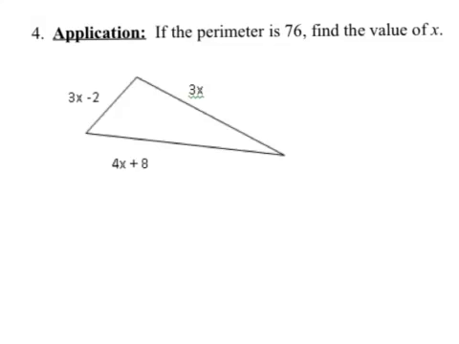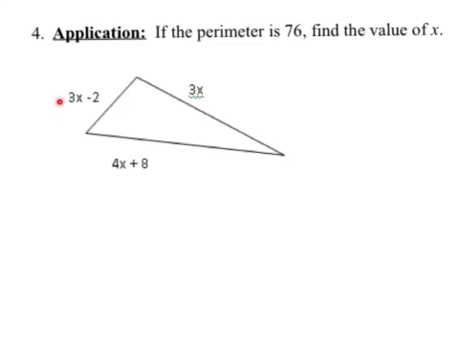Okay, number 4, an application problem. We're going to use equations to solve this. If the perimeter is 76, find the value of x. So what we don't know in this problem is what the value of x is going to be, so we need to find that. We know perimeter means to add up all the sides. So if I add up all the sides, it's saying it should be 76.